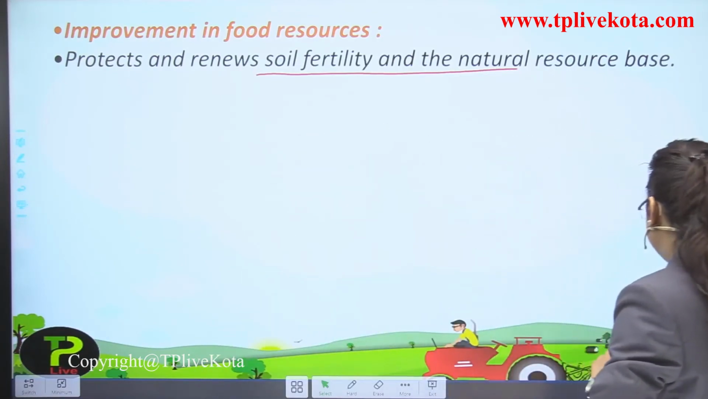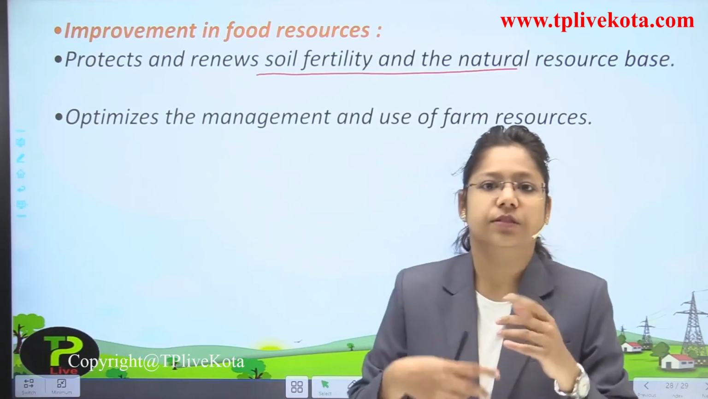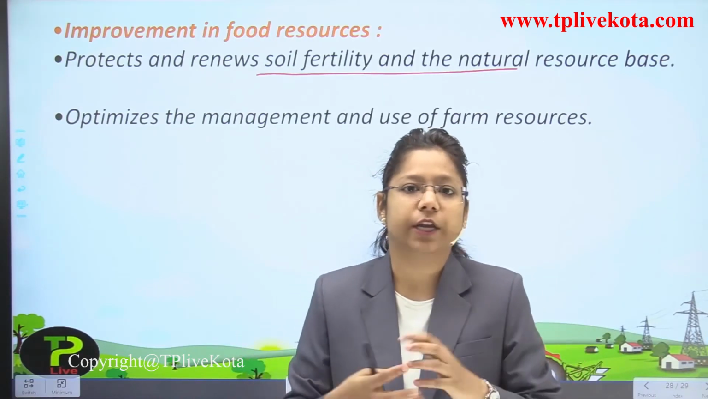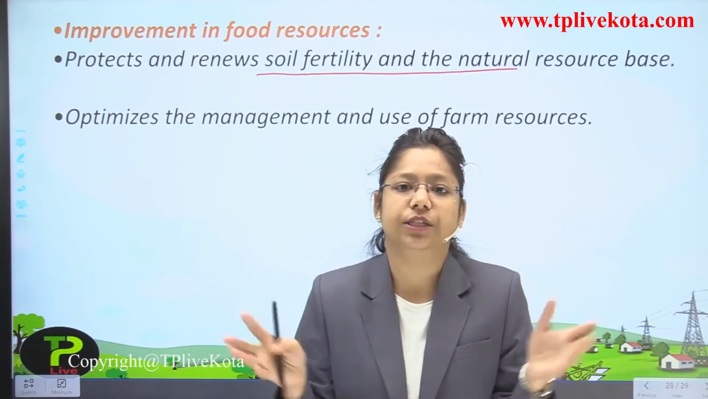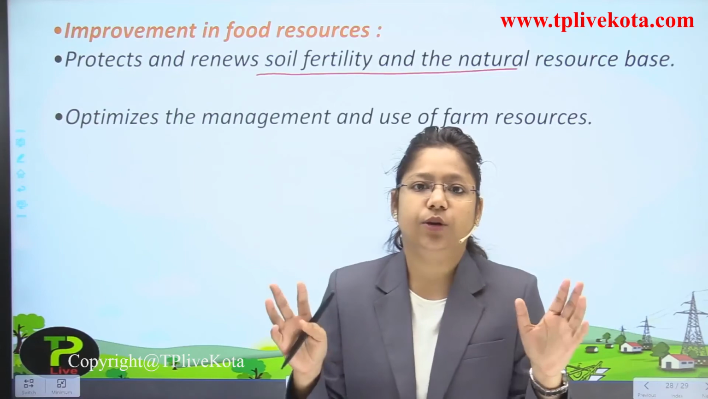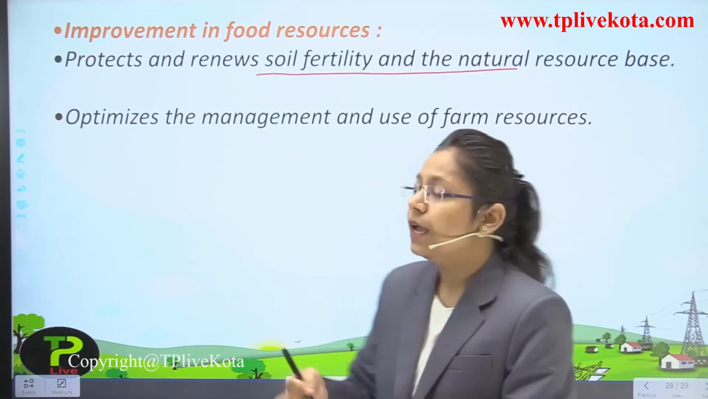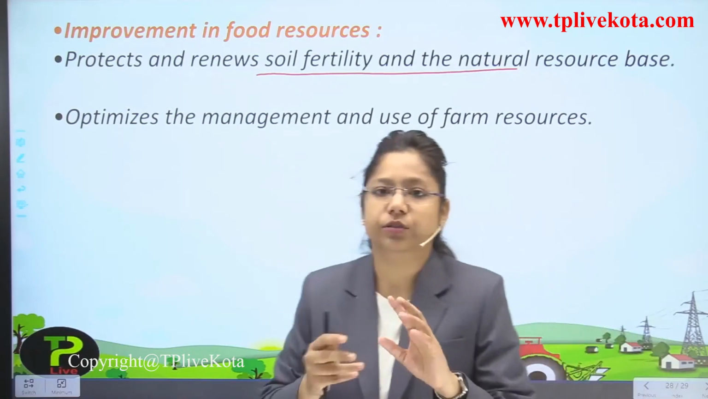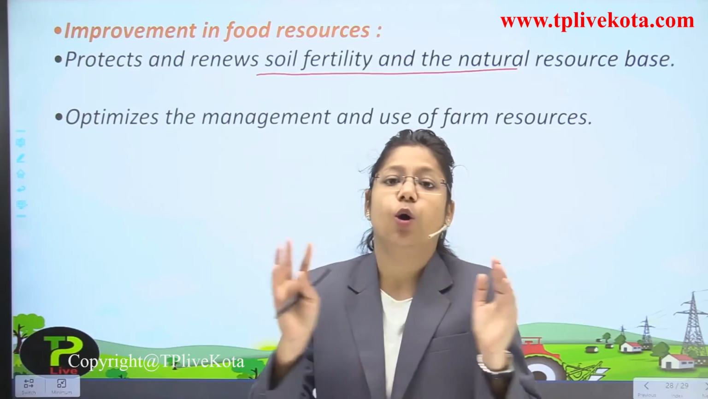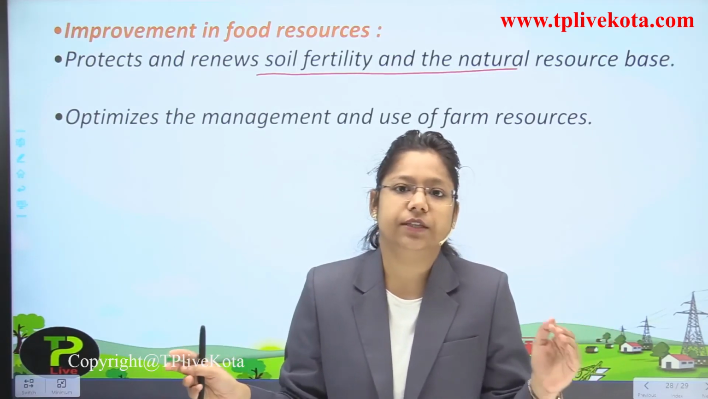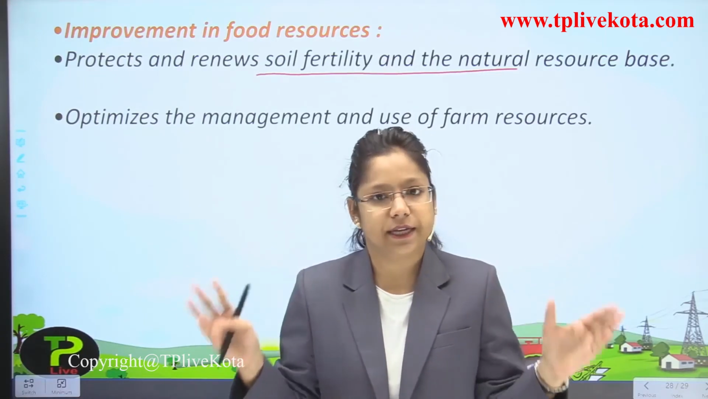Okay, now the next point is optimize the management and use of farm resources. We should optimize the management. If a farmer is working on a particular crop field, then he or she should optimize it. He or she should use the irrigation properly, the weather conditions properly, and for the use of farm resources, we should take care of all the equipment, the agricultural implements which we are using in the field.